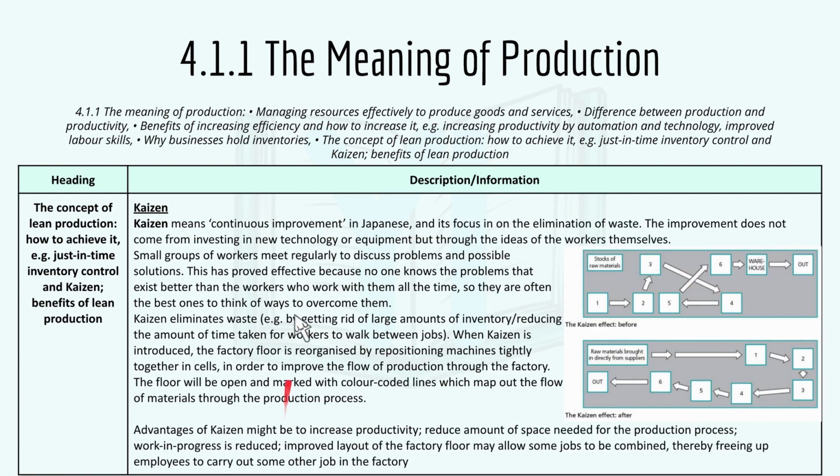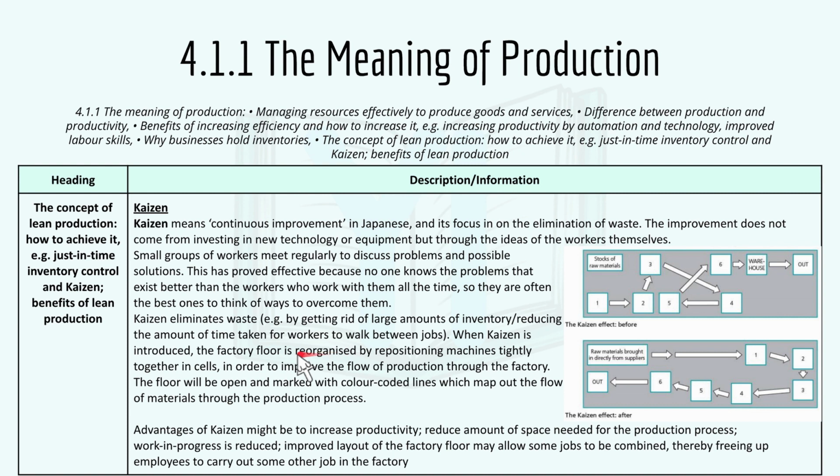Starting with Kaizen, and I'll skim through this. Kaizen is actually a Japanese word which means continuous improvement, and its focus is on the elimination of waste. This has proved to be effective because no one knows the problems that exist better than the workers who work with them all the time, so they are often the best ones to think of ways to overcome them. Kaizen eliminates waste, for example by getting rid of large amounts of inventory or reducing the amount of time taken for workers to walk between jobs.